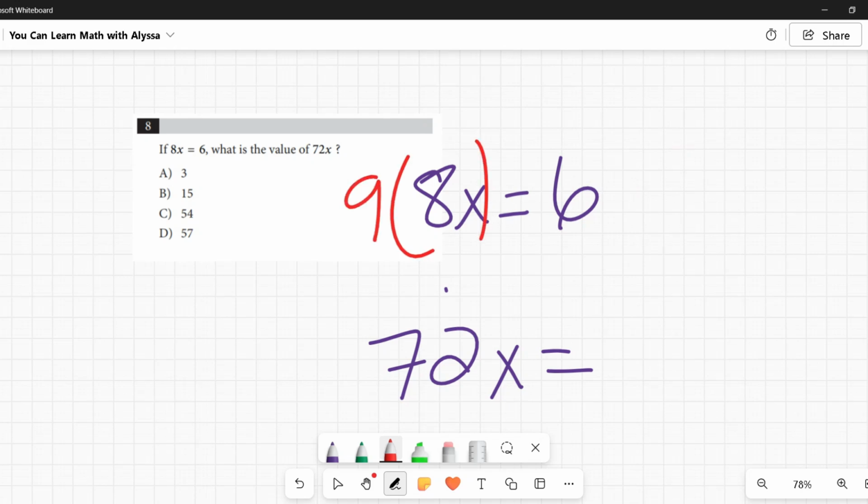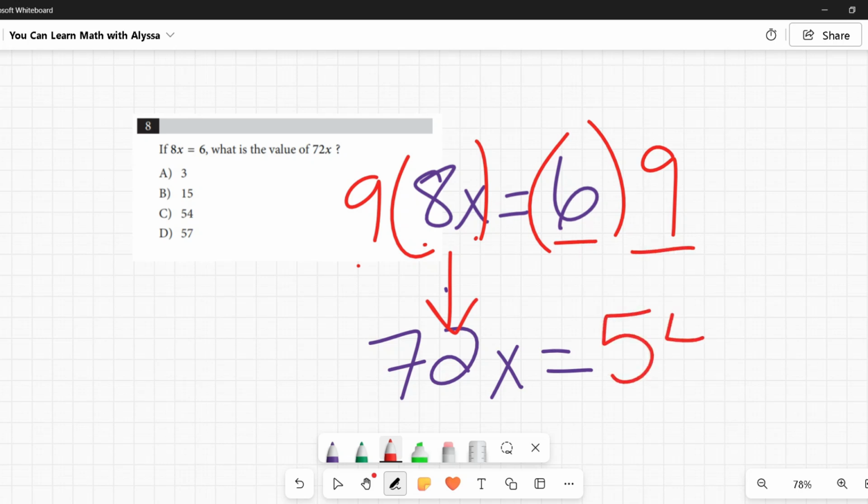So we'd actually write it more like this, but you get my point. We're multiplying the whole thing by 9, and we're not distributing across the equation. I was just sketching that in to convey a thought, not showing an actual mathematical process. So on the left, we would have 9 times 8x equals 72x. Well, what about on the right side? 6 times 9 is 54. So 72x is 54. Either way we do it, we're going to get to that same answer, C, 54.